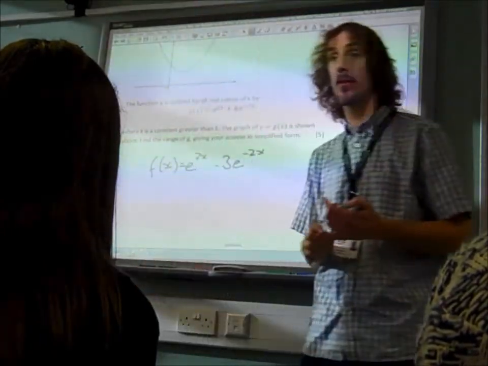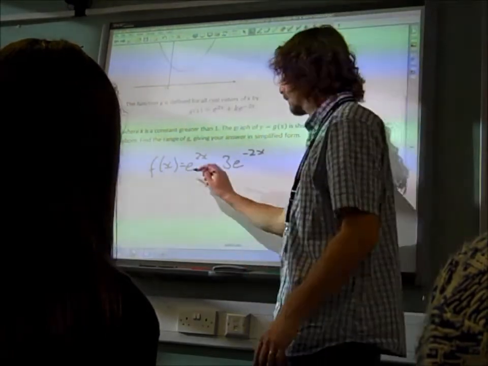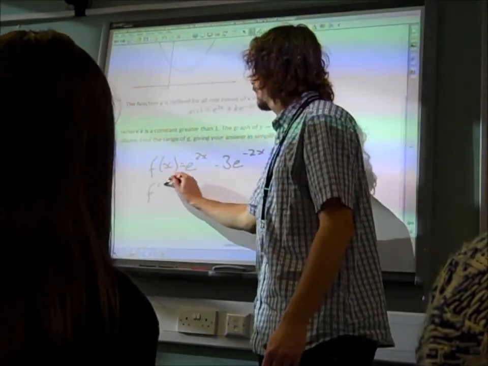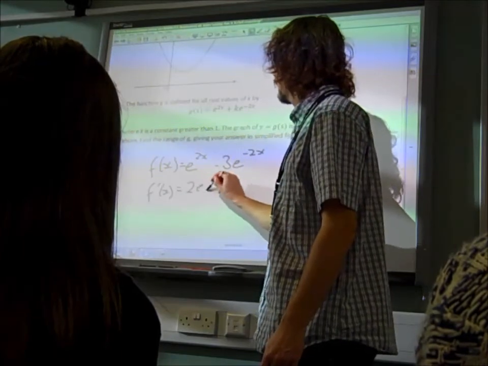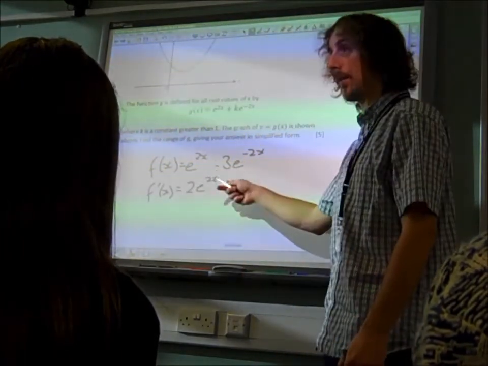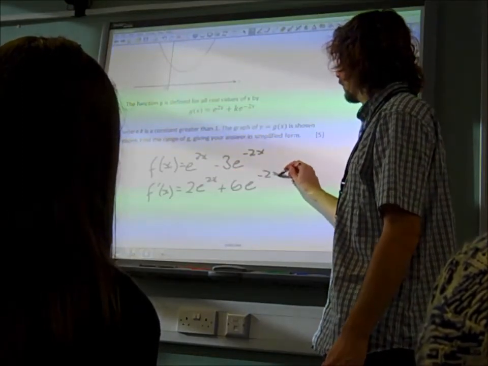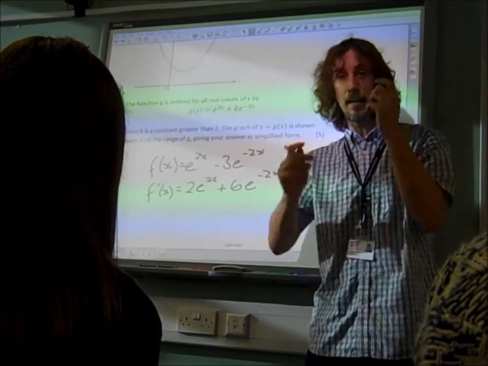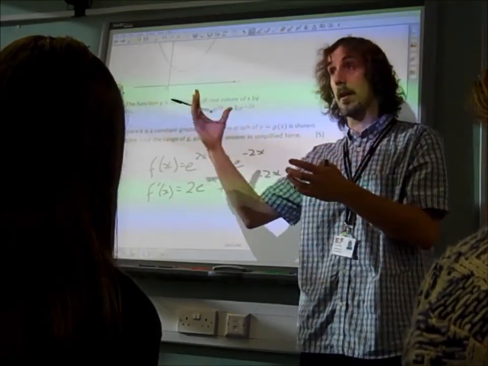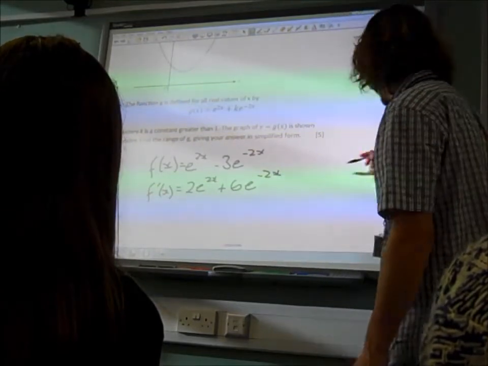Yeah. So if we differentiate e to the ax, we get a e to the ax. So f dashed x would be 2 e to the 2x. And then if we bring the minus 2 down here, that would make this a plus 6 e to the minus 2x. Remember, when we're differentiating e to the something, the power doesn't change, we differentiate it. So that's f dashed x.